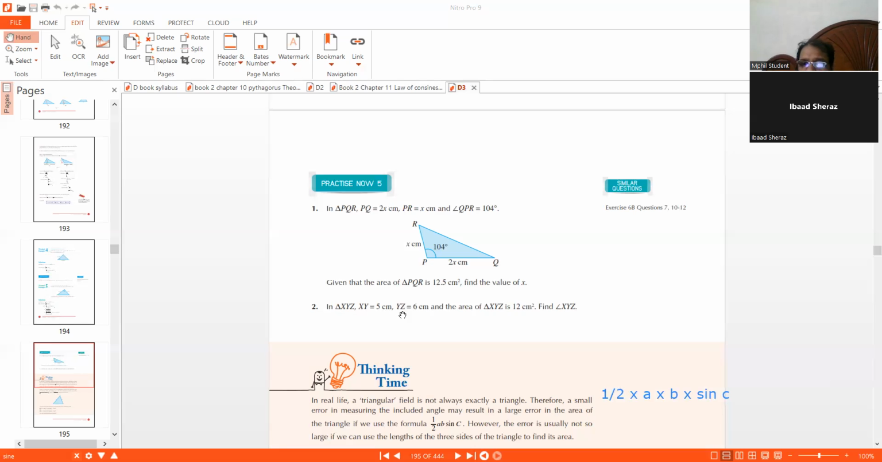In question number 2, 5 centimeter. If you remember, I told you that in some questions you have to make a diagram. Do you remember that part? So according to me, in this question number 2, you have to make that diagram and calculate the angle XYZ. So make a diagram first.